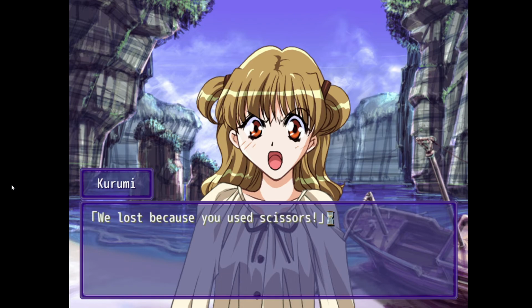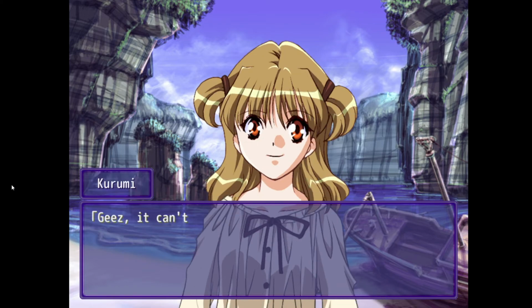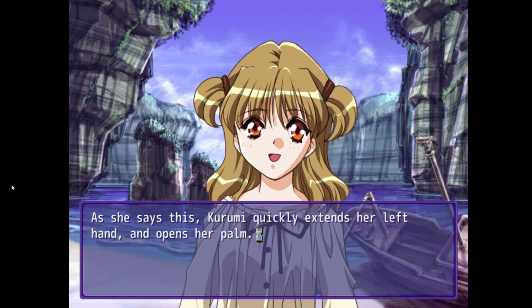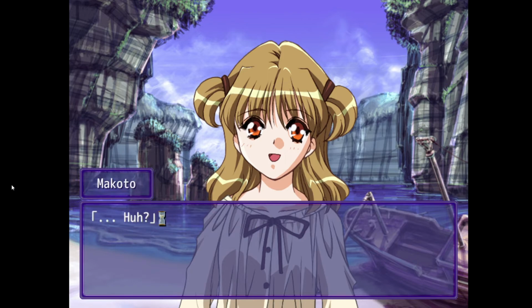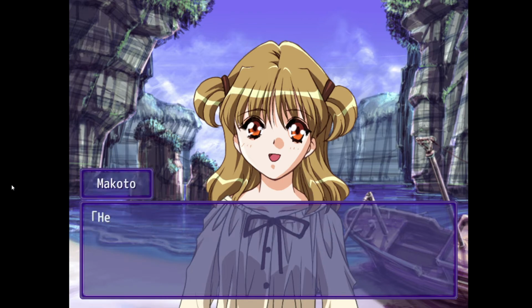Hey, Sumo Crab, this is your fault, isn't it? You lost because you used scissors. Stable manager says nothing, white foam coming from its mouth. Geez, it can't be helped. This promise Kurumi will show you. As she says this, Kurumi quickly extends her left hand and opens her palm. Huh? There's nothing there. In Kurumi's palm is just seawater and countless grains of sand and nothing else.